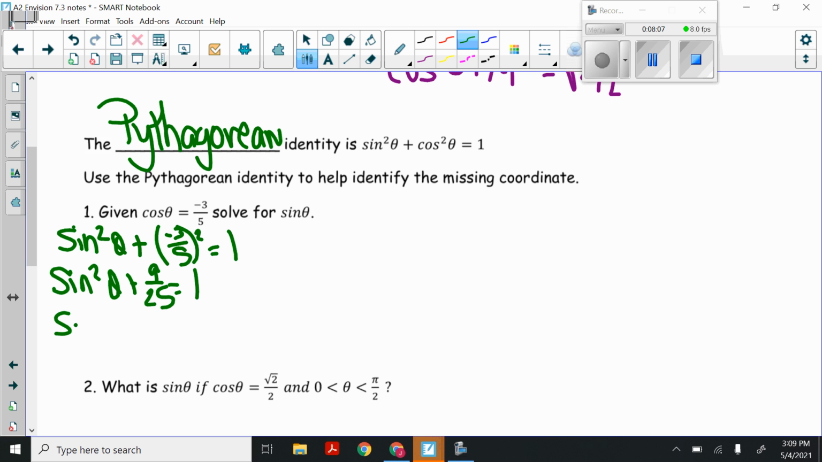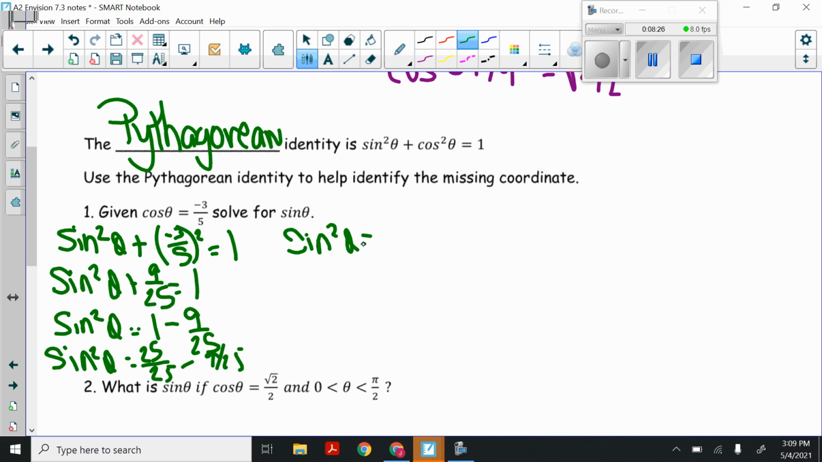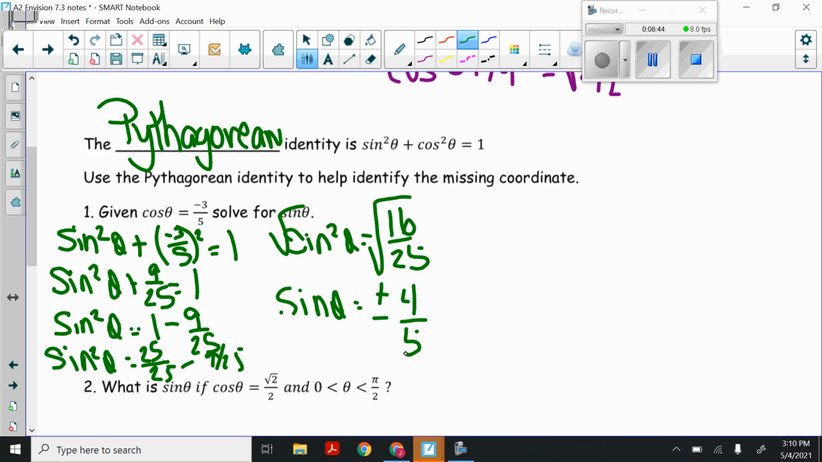I'm trying to solve for sine, so sine squared theta equals 1 minus 9/25. I'm going to get a common denominator, so I'm going to make this 25 over 25 minus 9 over 25. Then I get sine squared theta equals, 25 minus 9 gets me 16/25. It just asked me for the sine, so I'm going to take the square root of both sides. So I get the sine of theta equals, I put the square root in the problem, so I have positive and negative, the square root of 16 is 4, over the square root of 25 is 5.